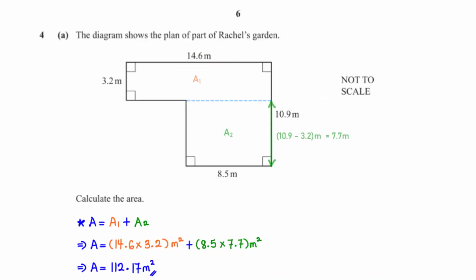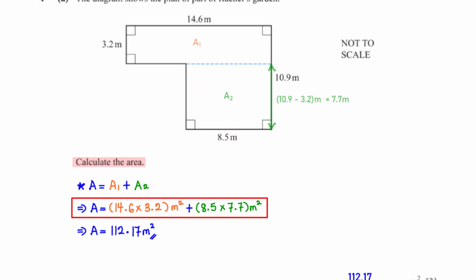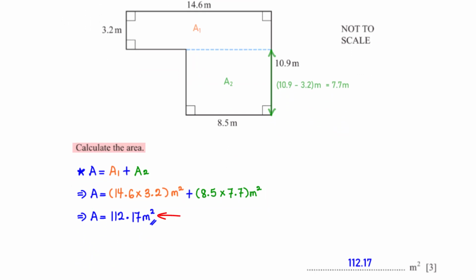The diagram shows the plan of part of Rachel's garden. Calculate the area. First, we split the area of the garden into two rectangles, A1 and A2. A1 is 14.6 times 3.2 meters squared and A2 is 8.5 times 7.7 meters squared. When we type this into the calculator, we get 112.17 meters squared.